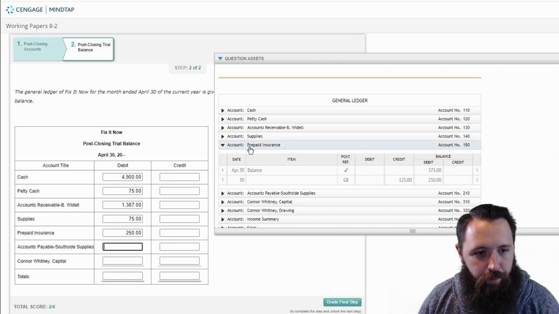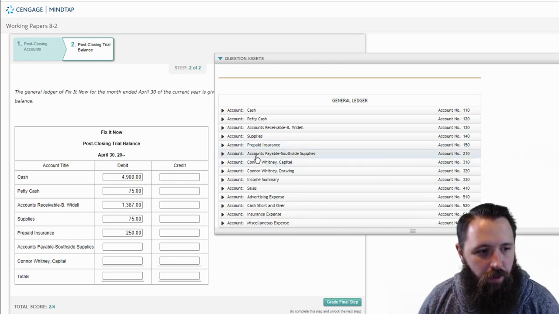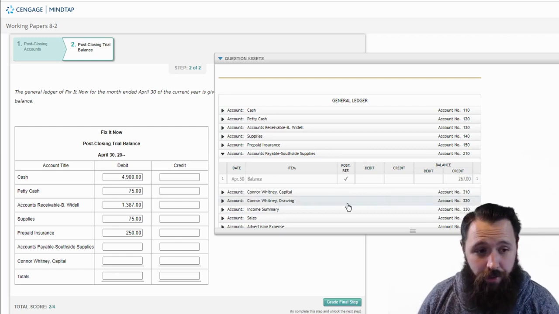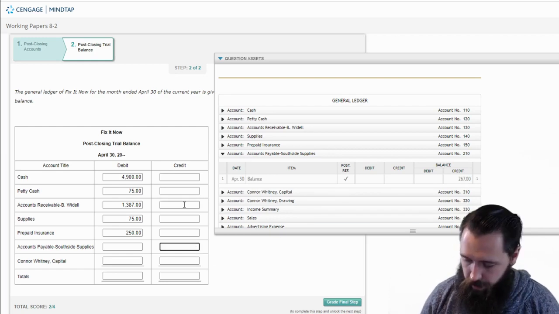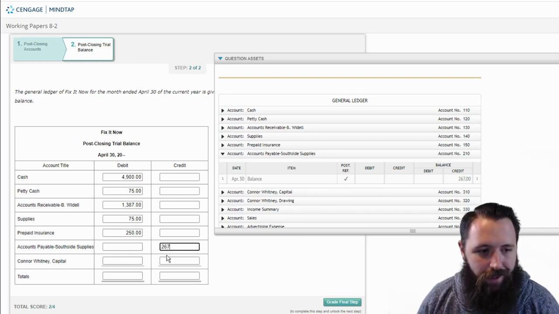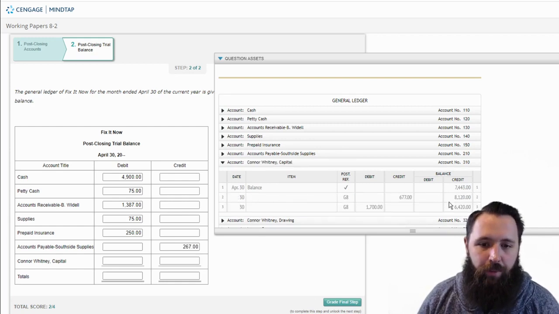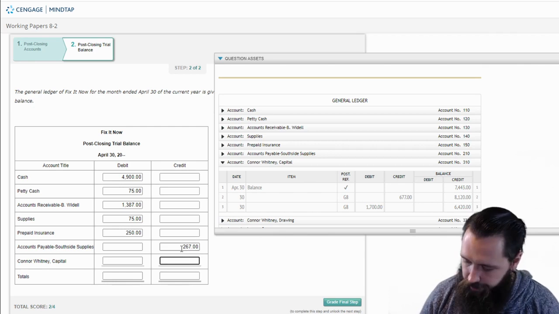Now we get into the liabilities. We have accounts payable, Southside Supplies. It's going to have a credit balance of $267. And Connor Whitney Capital is going to have a credit balance of $6,420.